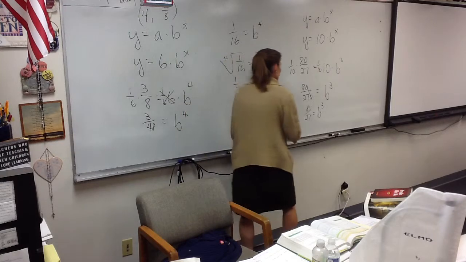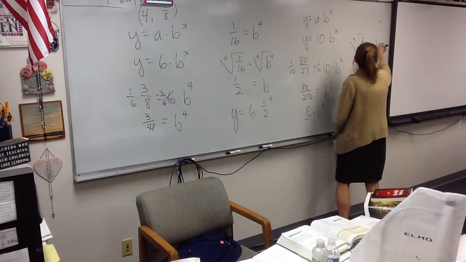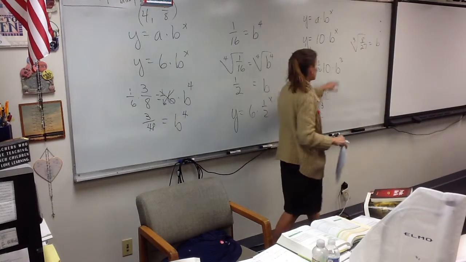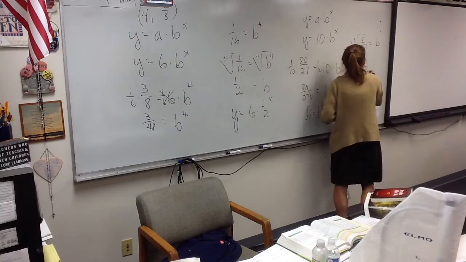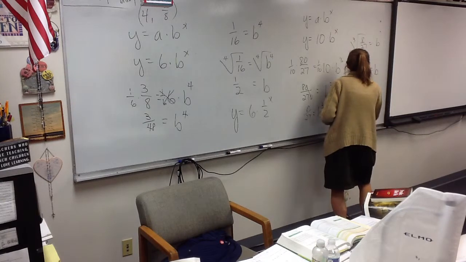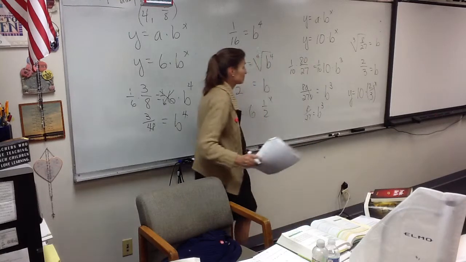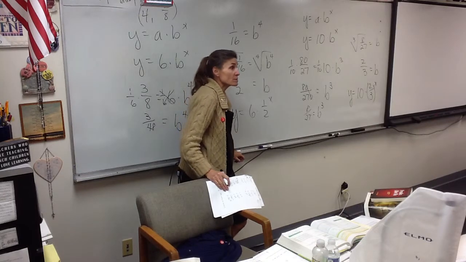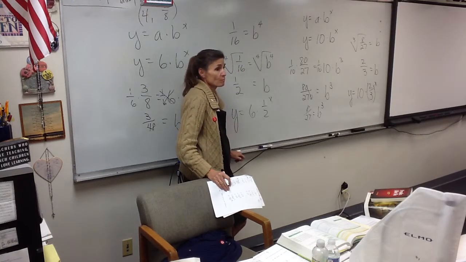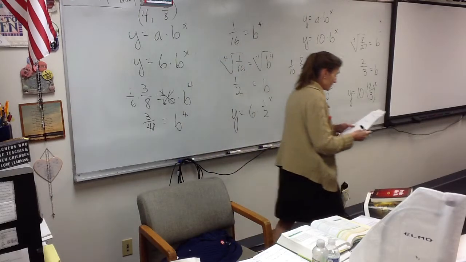Exactly. Don't we need to cube root both sides, you guys? Cube root both sides. What's a cube root of 8? 2. What's a cube root of 27? 3. So your answer is y equals 10 times 2/3 to the x power. Those problems look scarier than they are. Oh, don't pack up. We're not done.